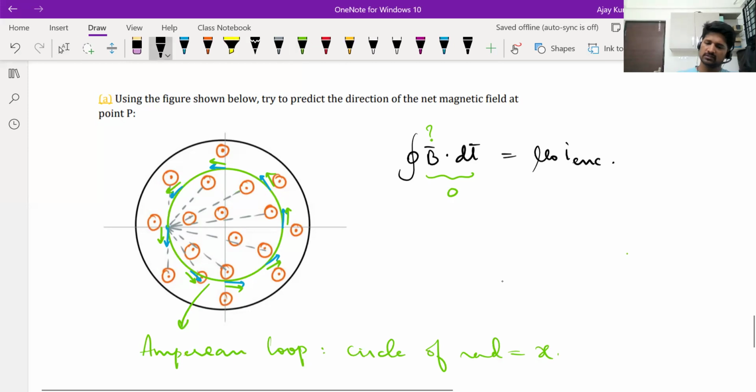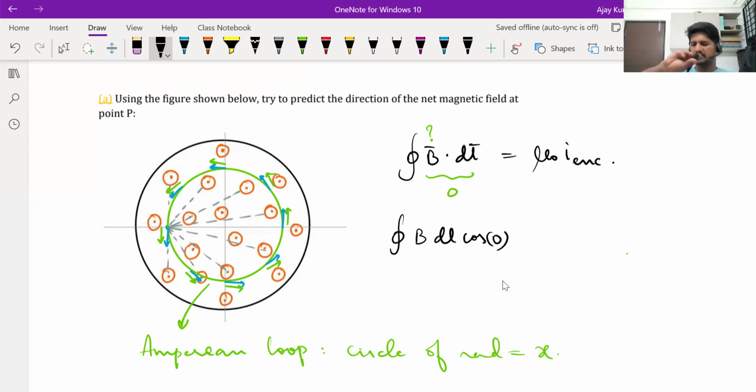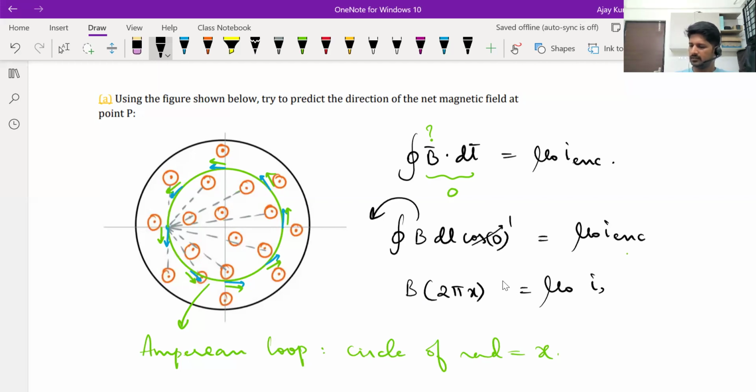So over that circle, if you do the closed integral of B dot dl, it simply becomes B dl cos 0, because everywhere on that circle, B and dl are in the same direction. It becomes equal to mu naught into I enclosed. Cos 0 is 1. And everywhere on that circle, B is the same, so put it outside the integral. You will be left with integral dl, the length of that path. It becomes the length of the circle, 2 pi x. So the left hand side becomes B into 2 pi x, equal to mu naught multiplied with the current enclosed by that circular path.